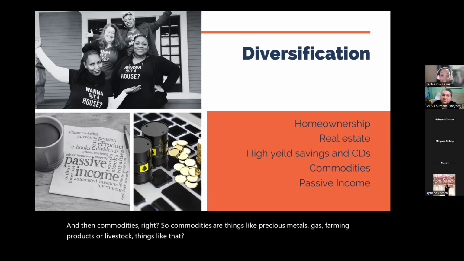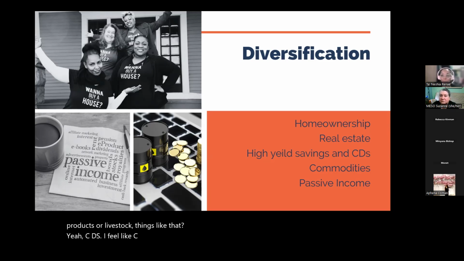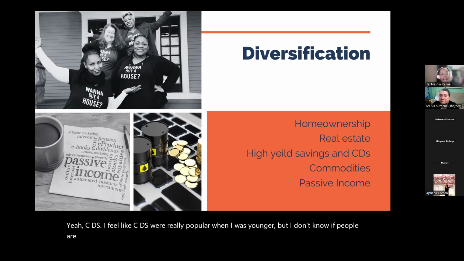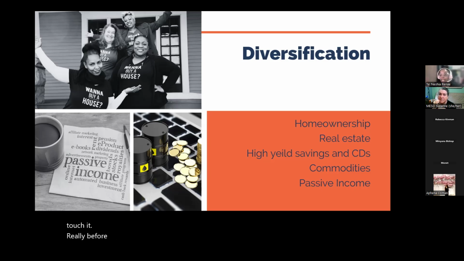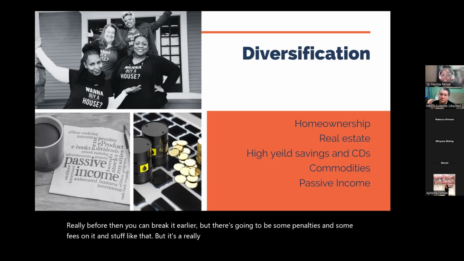Yeah, CDs. I felt like CDs were really popular when I was younger, but I don't know if people are really heavily using them today. But they are out there and it's a really great way to say, I'm going to save this amount of money, get a little bit of interest on it, and not be able to touch it really before then. You can break it earlier, but there's going to be some penalties and some fees on it and stuff like that. But it's a really good savings tool.